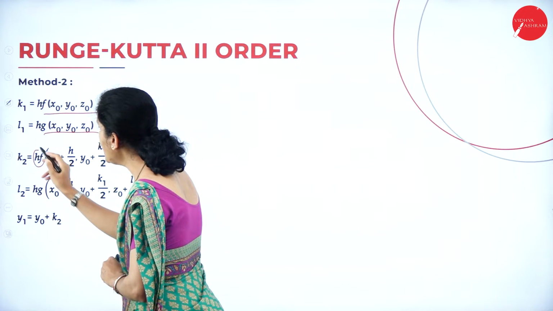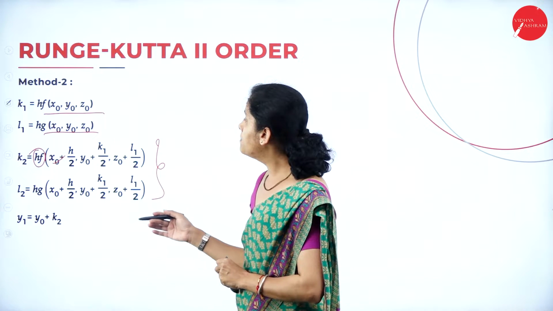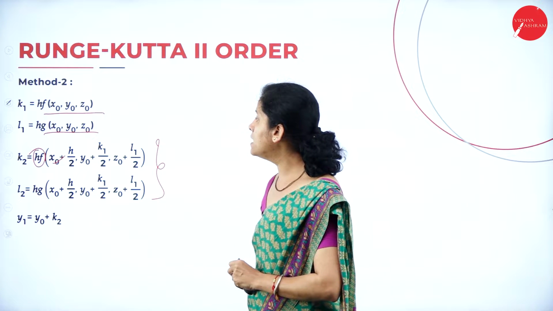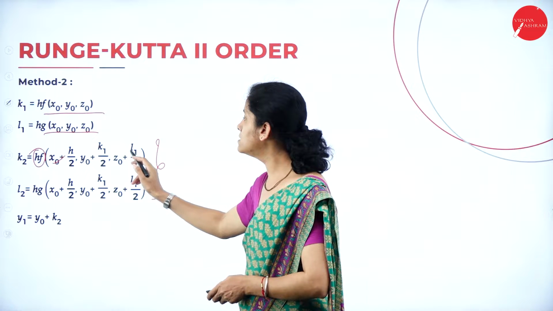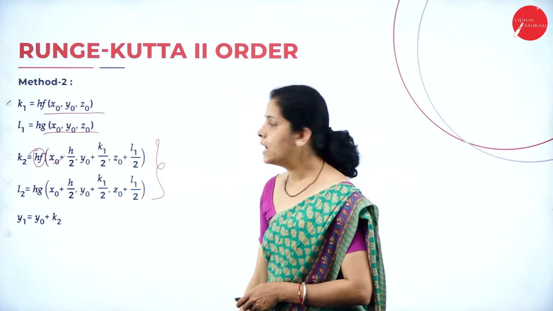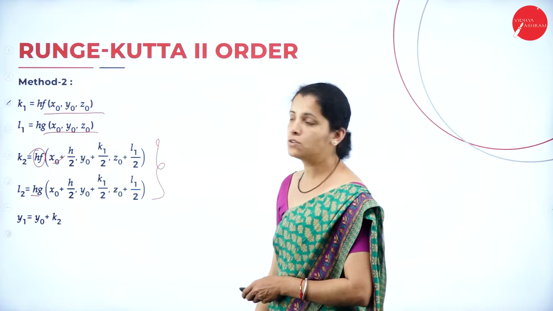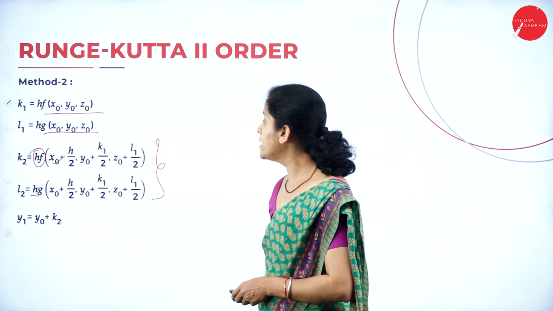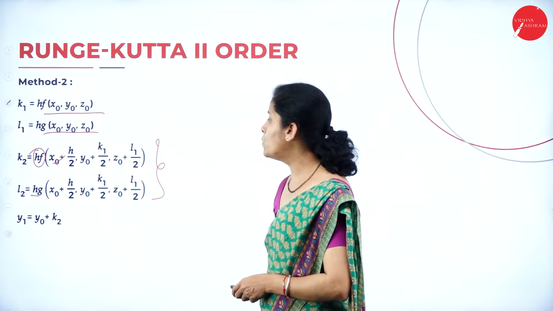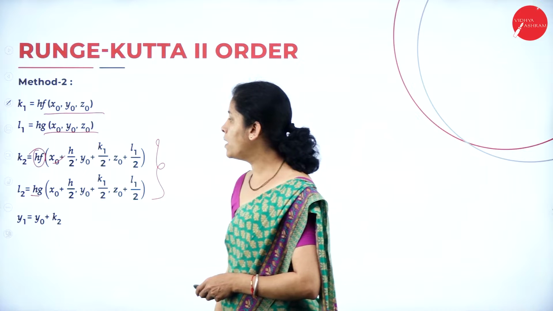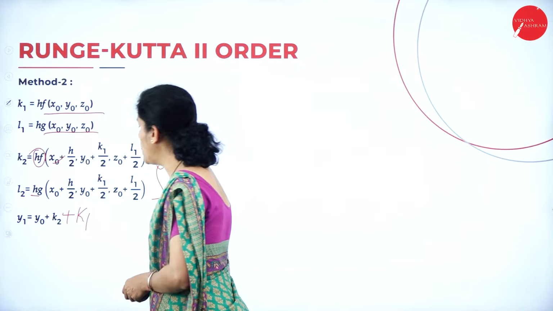So here, K2 is height into function f of x naught plus h divided by 2, then y naught plus K1 divided by 2, then z naught plus L1 divided by 2. And here also, L2 equals h g of x naught plus h by 2, y naught plus K1 divided by 2, and z naught plus L1 divided by 2.